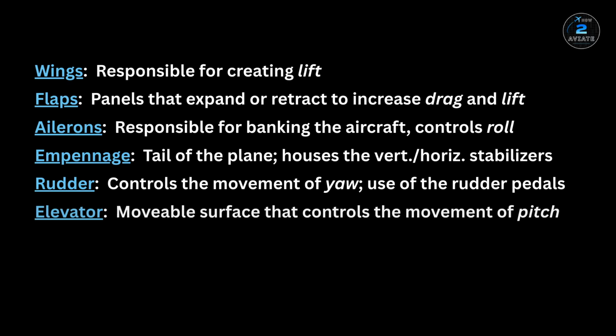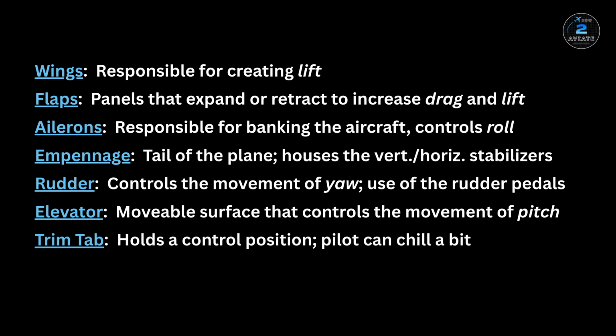The elevators are movable surfaces that control the plane's pitch. Sometimes a stabilator is used instead, but they're less common. And finally, the trim tab is a small adjustable panel attached to the elevator that holds a control position for you so you don't have to apply constant pressure.